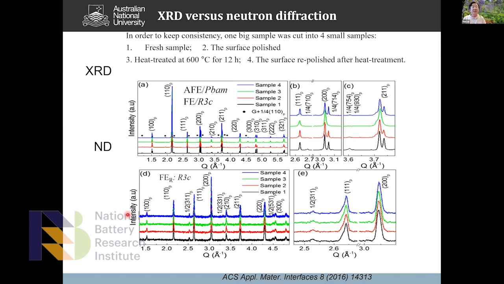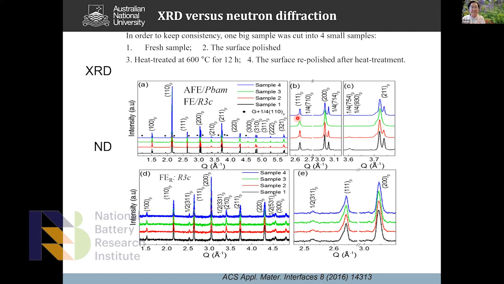It's very interesting. We found that in the neutron data, this structure is ferroelectric with this space group. And in the XRD, it is different: you have an antiferro and a ferro. So it looks very confusing. What we think happened is that something may have already changed halfway between antiferro and ferro.